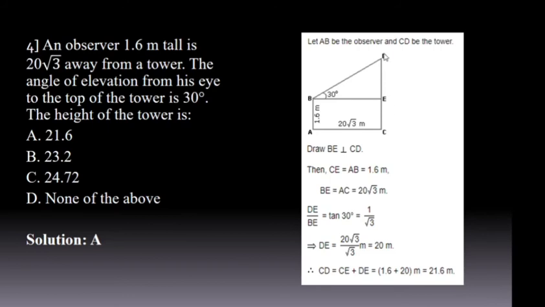Now, what we are asked to find? We are asked to find the height of the tower. The distance and the angle of elevation are given over here. So I know this length, CE I know. So if I find what is the length DE, I am done with the problem, right?